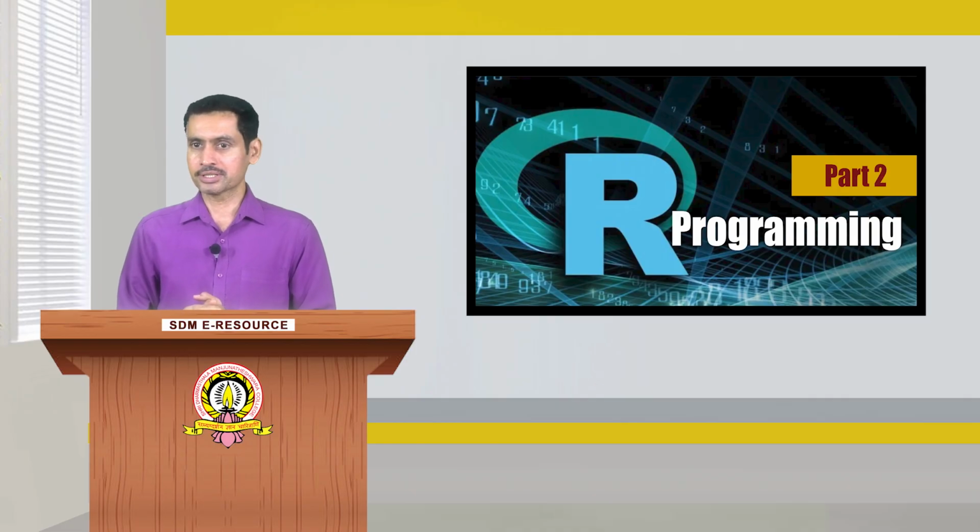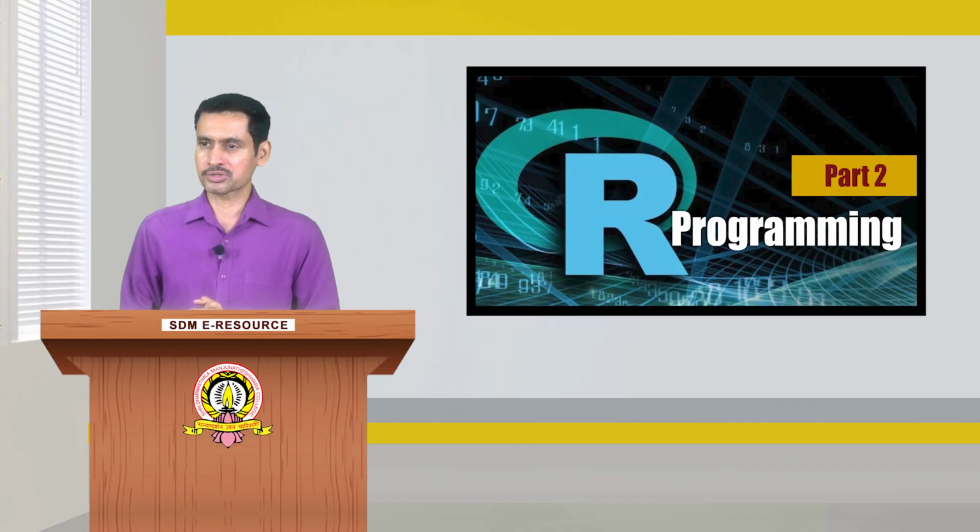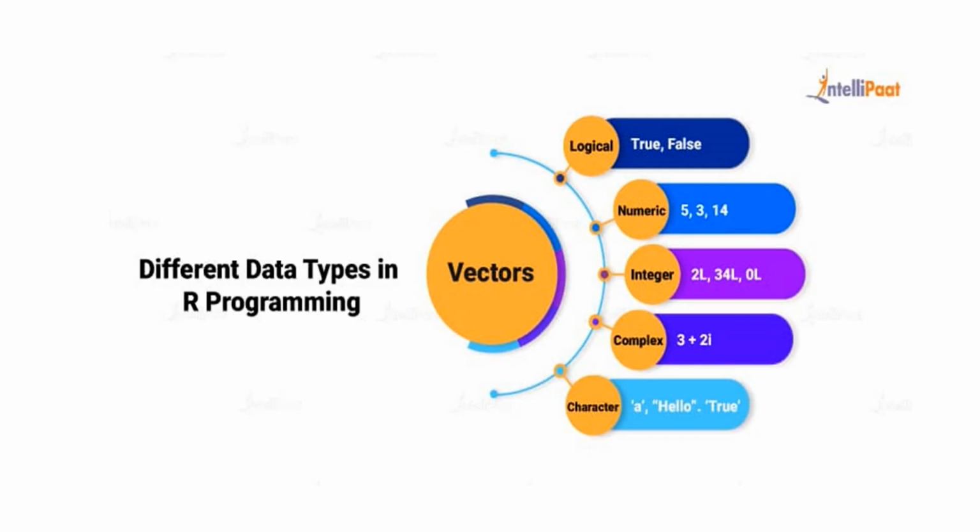Okay, so what are the different data types in R programming language? A data type indicates what types of data the program can handle. There are different data types available in R: logical data type, numeric data type, integer data type, complex data type and character data type. All these are associated with vectors, matrices, data frames, factors, etc.